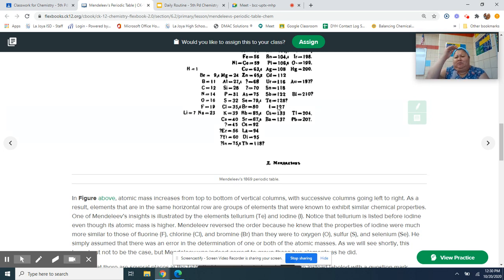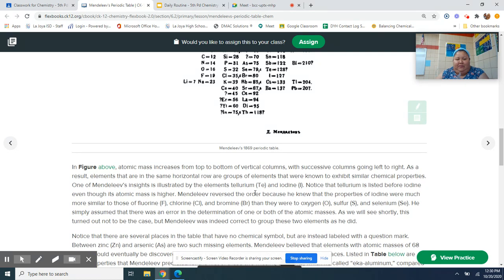Didn't it say it goes from smallest to biggest as far as atomic mass goes? Why is tellurium, which weighs 128, before iodine, which is 127? Let's look at that and analyze what's happening. So here it says, notice that tellurium is listed before iodine. Okay, we talked about that. Even though the mass is higher.